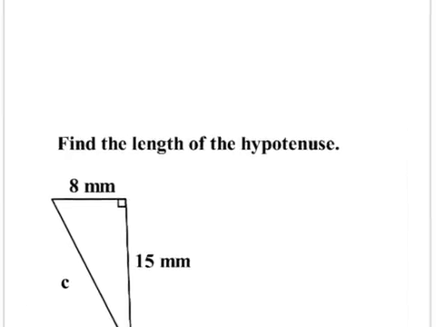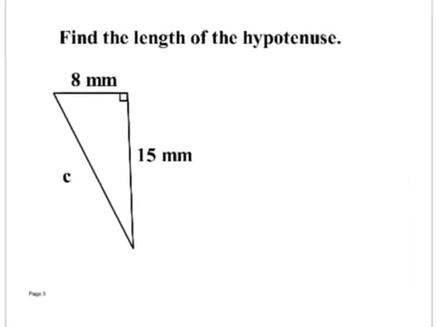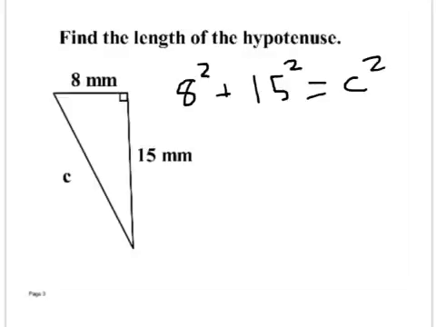This is what your homework will look like. It'll say find the length of the hypotenuse. They give you a triangle here. It's 8 millimeters on one side, 15 millimeters on the other leg, and we don't know the hypotenuse. So I'm going to square the first leg, 8, and add that to the square of the second leg, and we should find c squared.